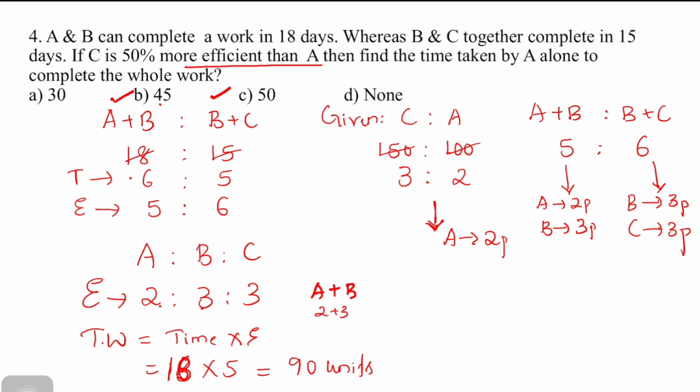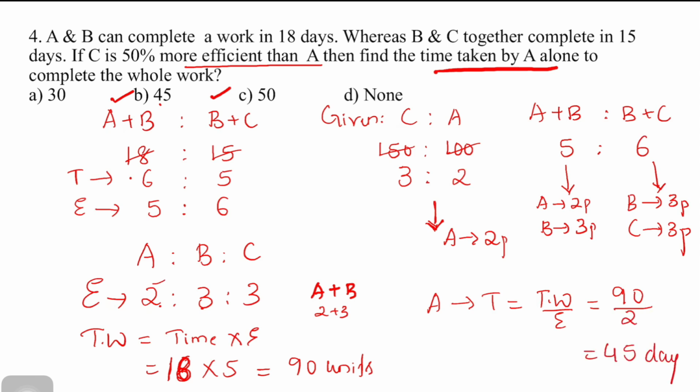We got total work, then we can find time taken by A alone to complete the whole work. So A alone will complete the whole work in how many days? Time is equal to total work by efficiency. Total work is 90 and efficiency of A is 2 parts, which is equal to 45 days. So A alone will take 45 days. So option B is the answer.